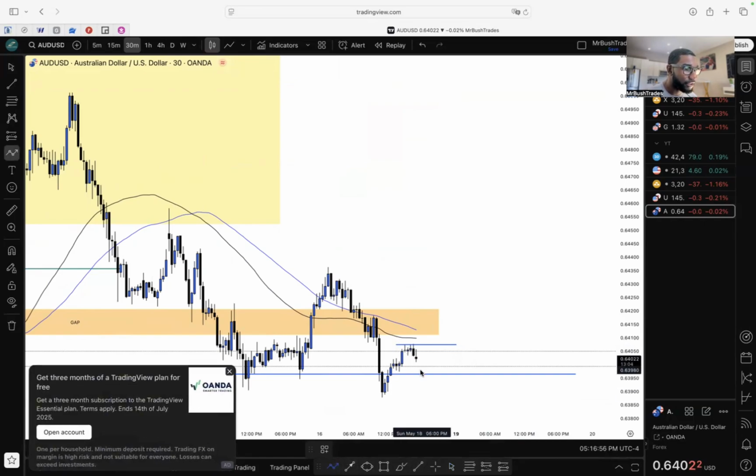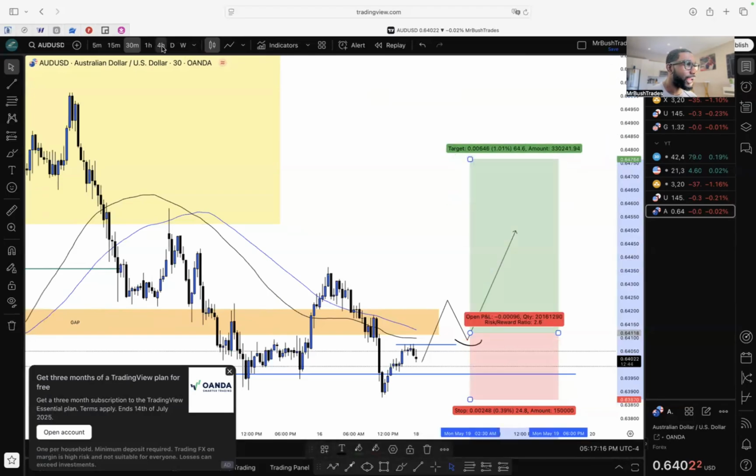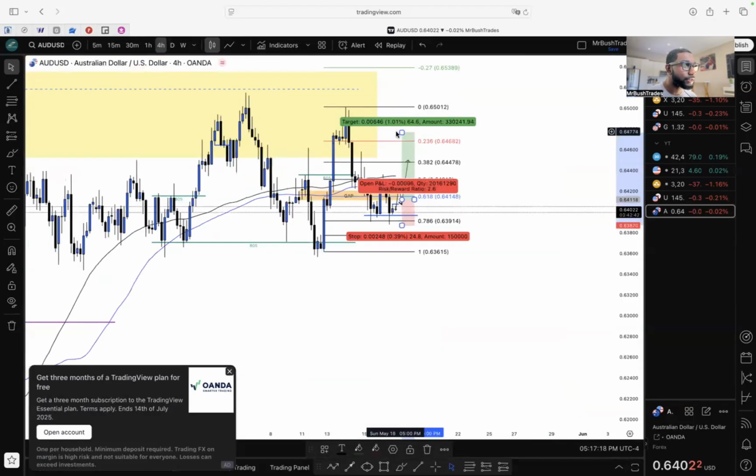So how we can take advantage of this trade right here is if we see price break here, create a high low point to establish bullish trend, we can enter on this high low point, and we can take advantage of this trade right here, right? Where we can take a buy, stops below the low, and we want to target H4 highs, right? Or we can target negative 27%.